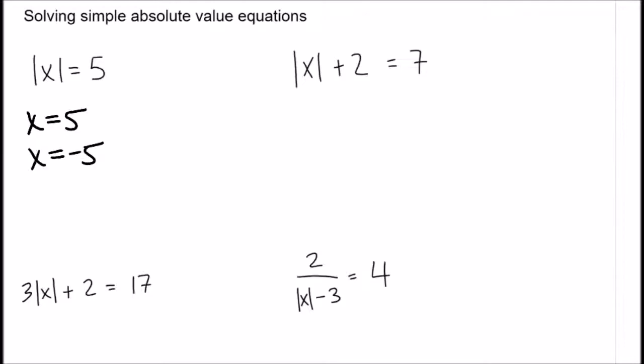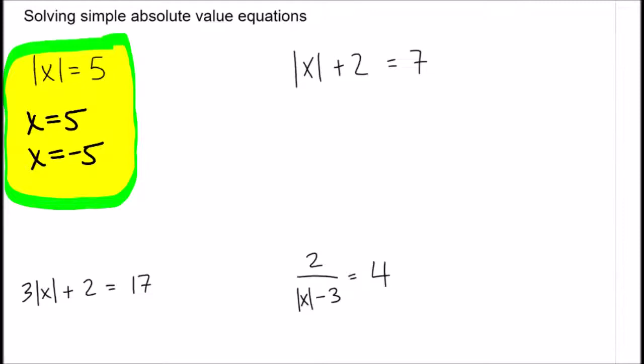Okay, so you see I highlighted that. This is so important to what we're doing today. All of the equations that we're going to solve today are going to come back to this example, basically. We get the absolute value of a thing equals a number. It's either going to equal that number, or it's going to equal the negative of that number.